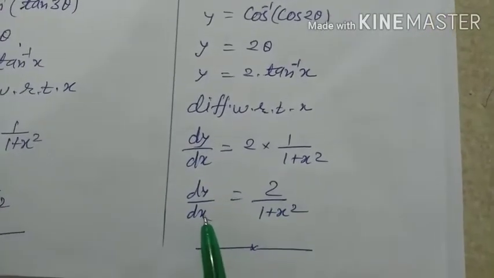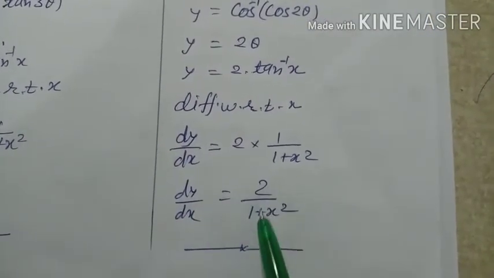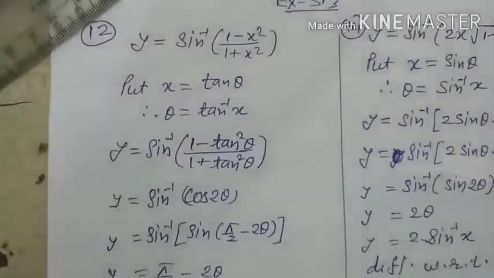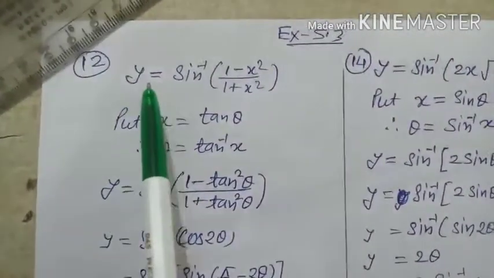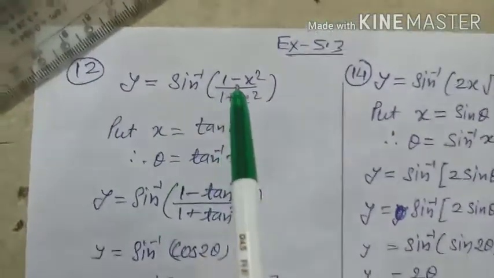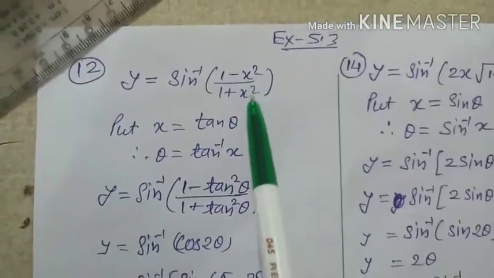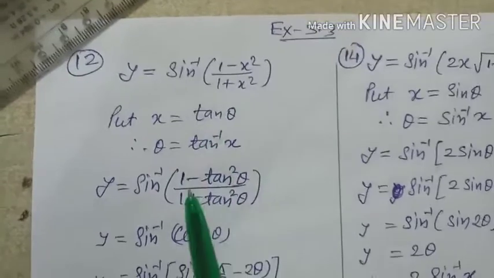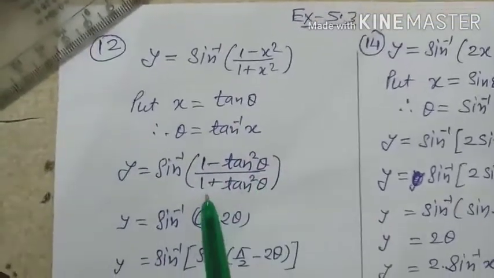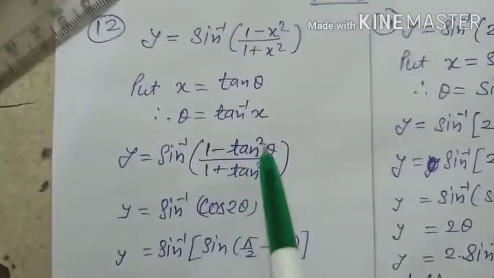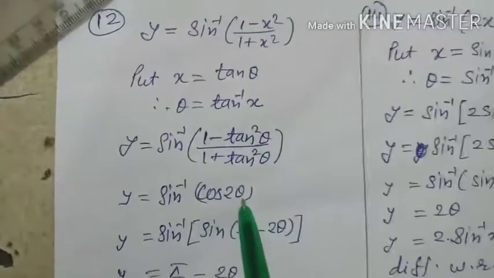So your final answer is dy upon dx, which is 2 upon 1 plus x square. Now question number 12. y is equal to sin inverse of (1 minus x square) upon (1 plus x square). So once again put x is equal to tan theta. So it will be (1 minus tan square theta) upon (1 plus tan square theta), and this is the formula of cos 2 theta.